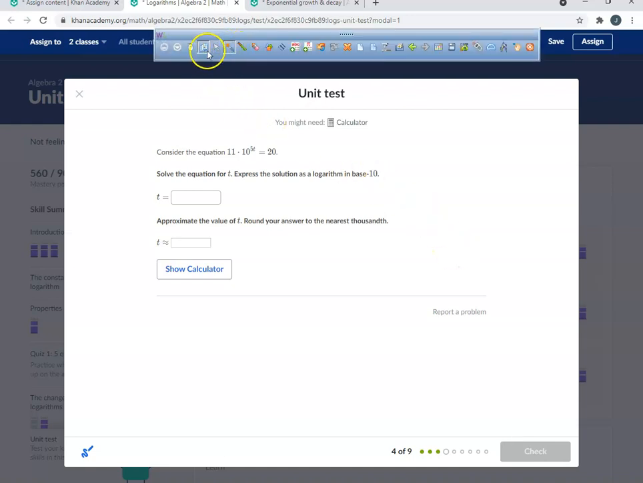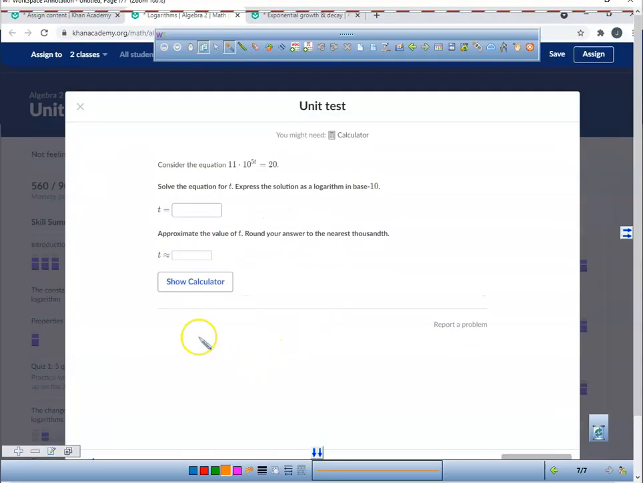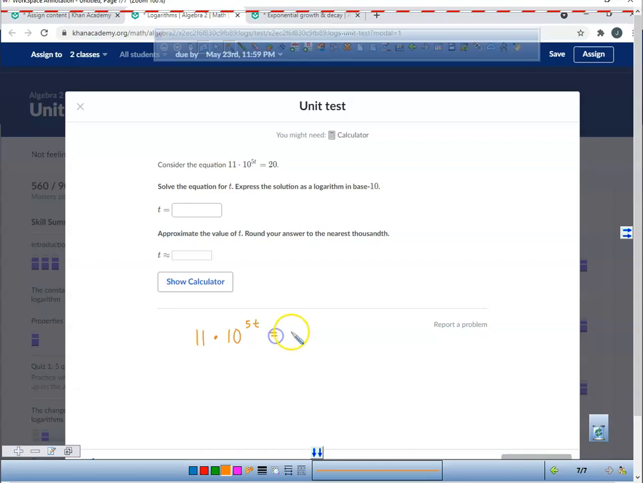So right now, what we're going to do is they've given us this exponential problem. And in order to solve this exponential problem, we have to know how to use logarithms. We're going to show you guys how to use logarithms. So check this out. The very first thing after you write that down is you're going to divide both sides by 11.